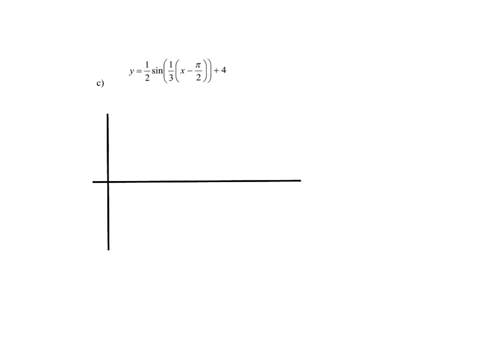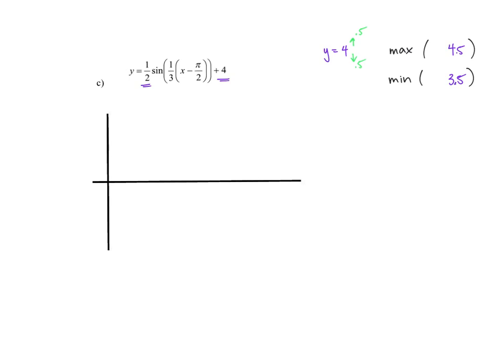So let's think about what we have. Let's deal with our vertical first. I have my equation of my axes at 4. So I know if my equation of my axes is at 4, and my amplitude is 0.5, to get to my max, I'm going to have to add 0.5. To get to my min, I'm going to have to subtract 0.5. So very quickly, vertically, I can determine that I have a maximum value of 4.5 and I have a minimum value of 3.5.